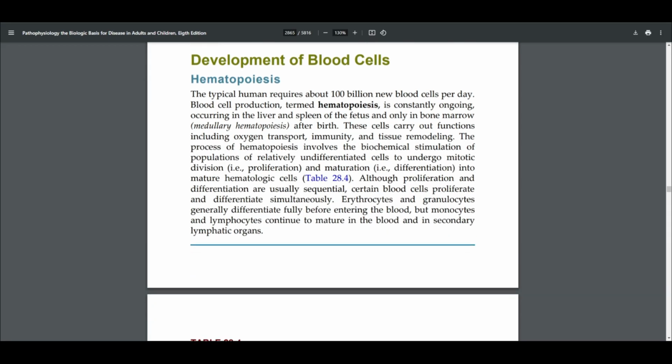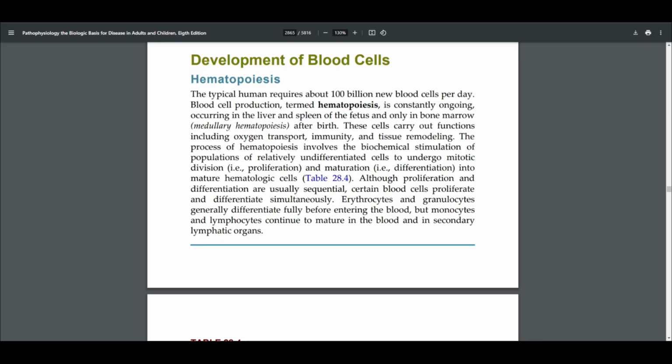Which brings us to the development of blood cells, also known as hematopoiesis. The typical human requires about 100 billion new cells per day. Blood cell production, termed hematopoiesis, is constantly ongoing, occurring in the liver and spleen of the fetus and only in bone marrow after birth. These cells carry out functions including oxygen transport, immunity, and tissue remodeling.